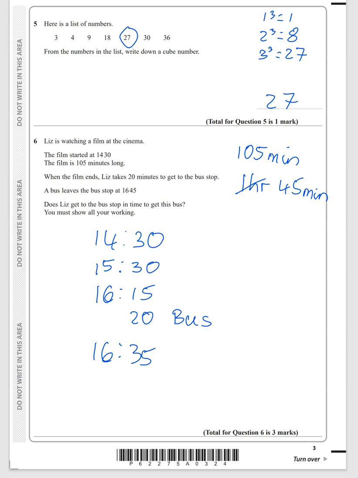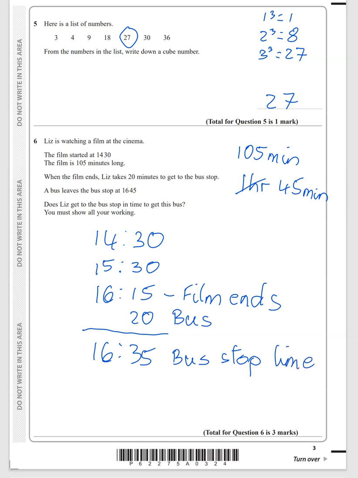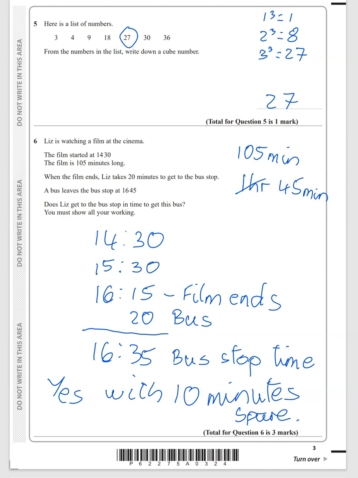Does Liz get to the bus stop in time? You must show all your working. So this is film ends. This way everyone can see what we've worked out here. Film ends, bus is 20 minutes, so bus stop time. So does she get the bus? Yes, with 10 minutes to spare. It's always good to state that. It really just shows exactly what you're doing. Okay, so you should get all 3 marks for that.